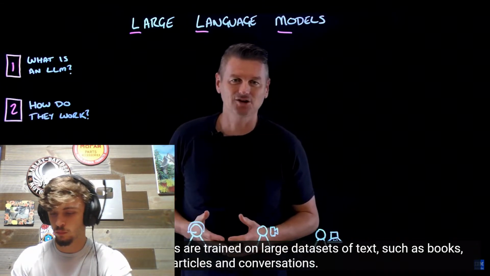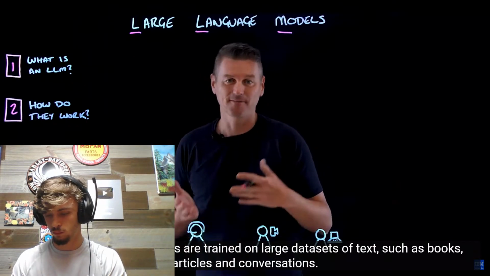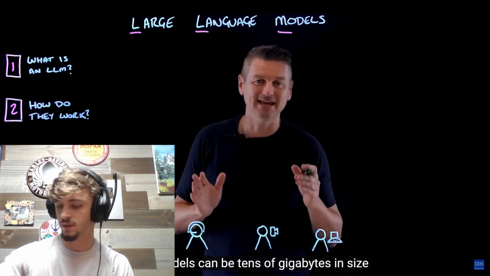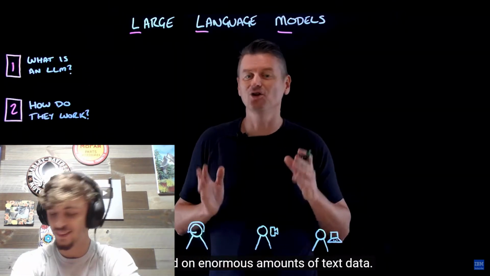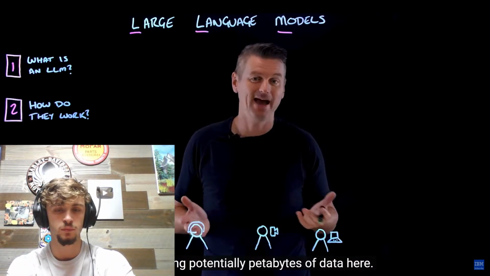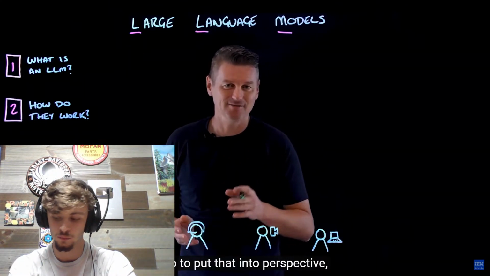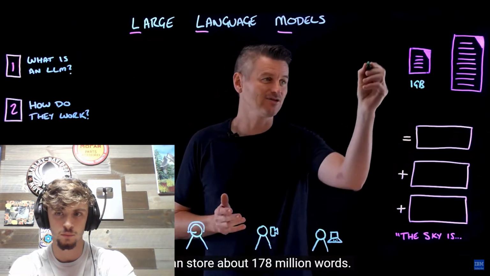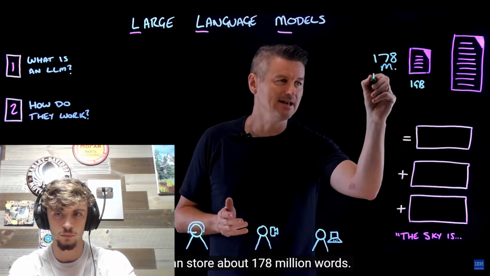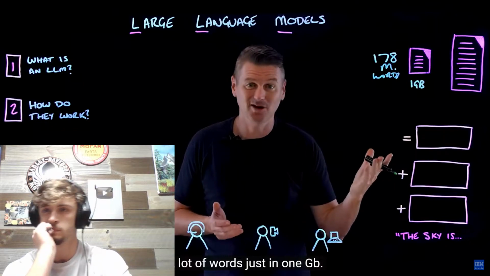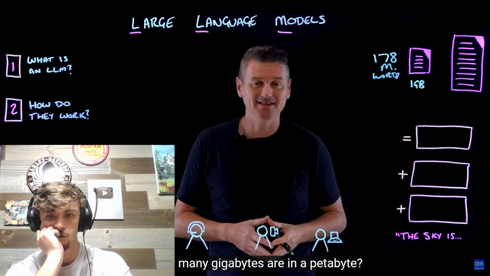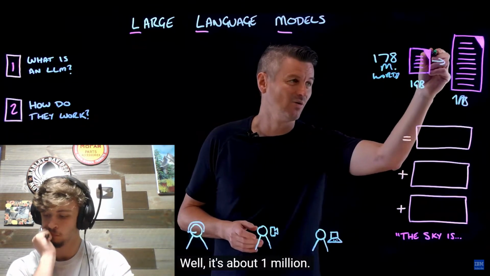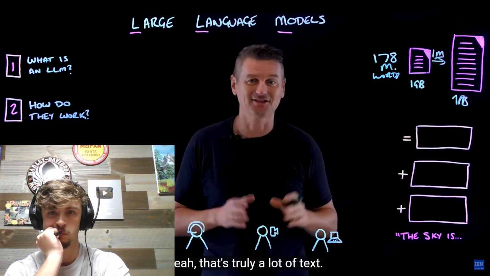Now, large language models are trained on large data sets of text, such as books, articles, and conversations. And look, when I say large, these models can be tens of gigabytes in size and trained on enormous amounts of text data. We're talking potentially petabytes of data here. To put that into perspective, a text file that is 1 gigabyte in size can store about 178 million words. A lot of words just in 1 GB. And how many gigabytes are in a petabyte? Well, it's about 1 million. Yeah, that's truly a lot of text.